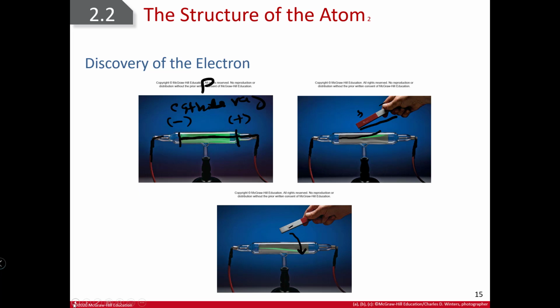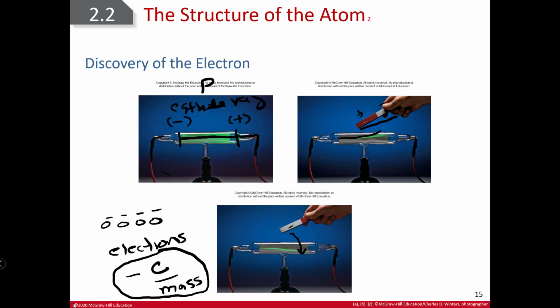All right, so that's his experiment. He determines that the cathode ray consists of these particles that are negatively charged, and he calls them electrons. Now, he knows that they're negatively charged. He doesn't know what the actual charge value is, and he doesn't know what the mass of the electron is. So all he discovers is that the electron is negatively charged, and he gives it the name electron. Okay? So that's what he determines. That there's a negatively charged particle in an atom called an electron. But he doesn't know what the actual charge is, and he doesn't know what the actual mass of the electron is. He knows it's negative, but he doesn't know the magnitude of it.